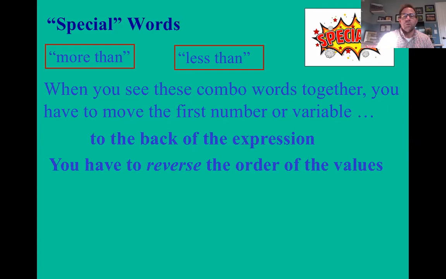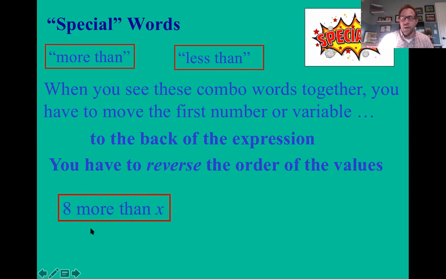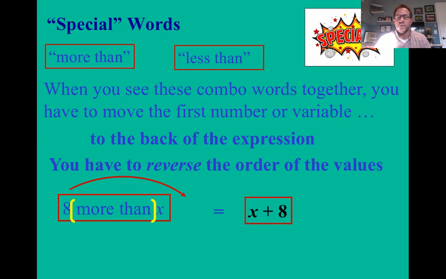So if you see this combination, more than or less than, then you're going to reverse the order. Okay, so in this example here, 8 more than x, so we're going to reverse the order. I'm going to take this 8, and so there's my more than phrase, that's my combo words. I'm going to take that 8, I'm going to move it to the back. We still know it's adding, right? It's a plus, but this time we're going to move the 8 to the back. We're going to reverse the order. So it'd be x plus 8. So when you see the words more than, then you know that you have to reverse the order.